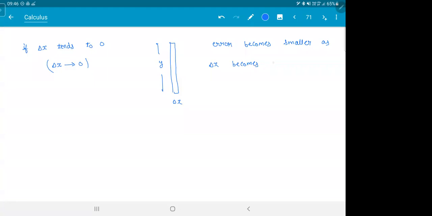As delta x becomes smaller, if delta x tends to 0, now this is a notion of writing. It's just a notation. We write delta x as dx. It is just to tell you that the changes become very small. What is delta x? Change. What is dx? Very small change.